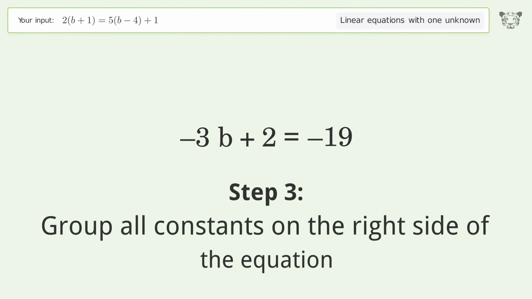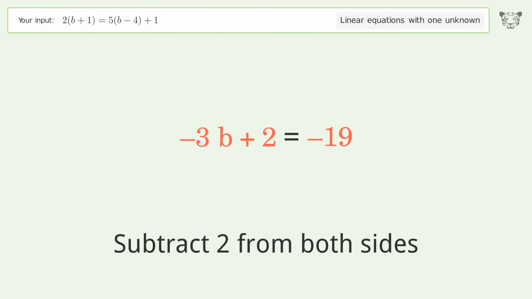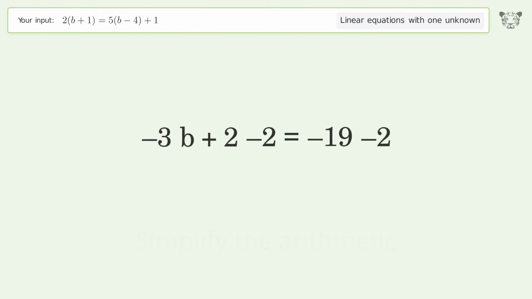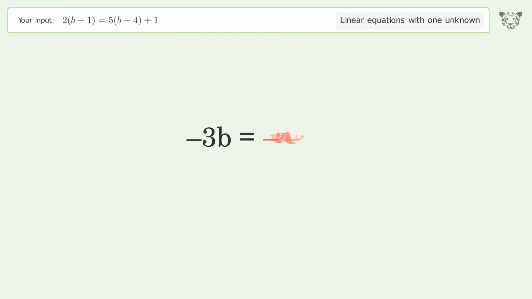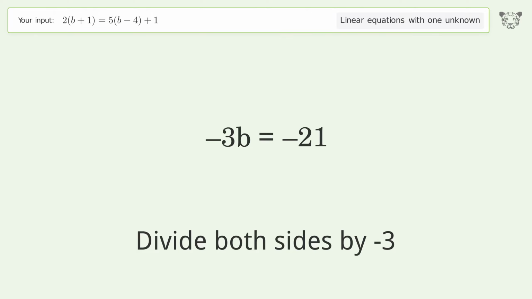Group all constants on the right side of the equation. Subtract 2 from both sides. Simplify the arithmetic. Isolate the b. Divide both sides by -3.